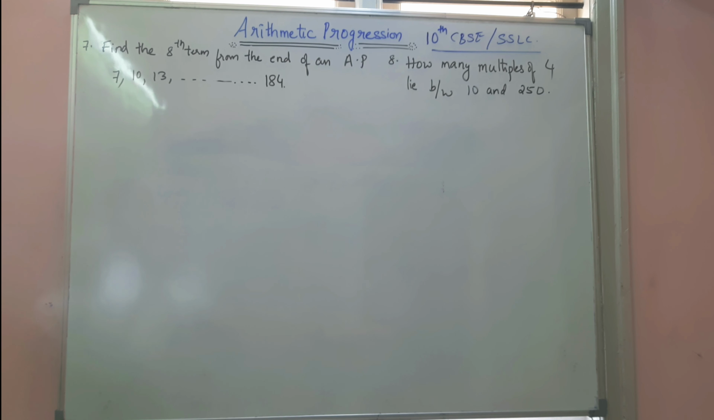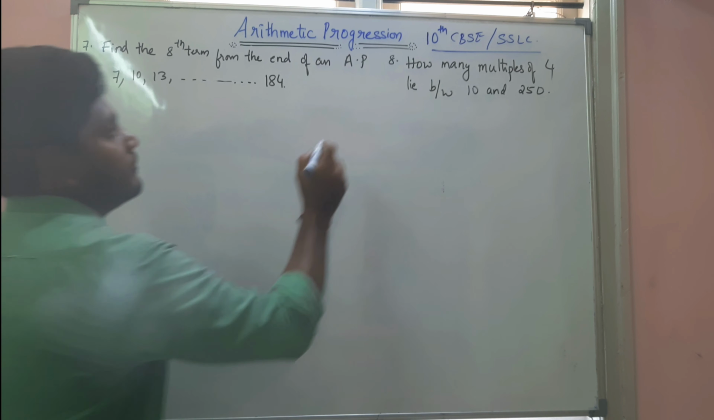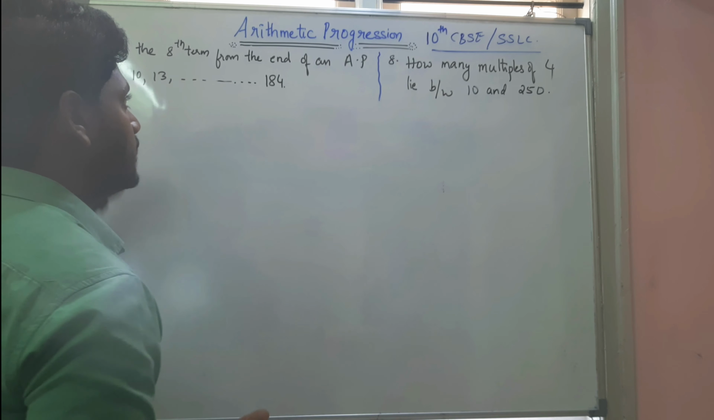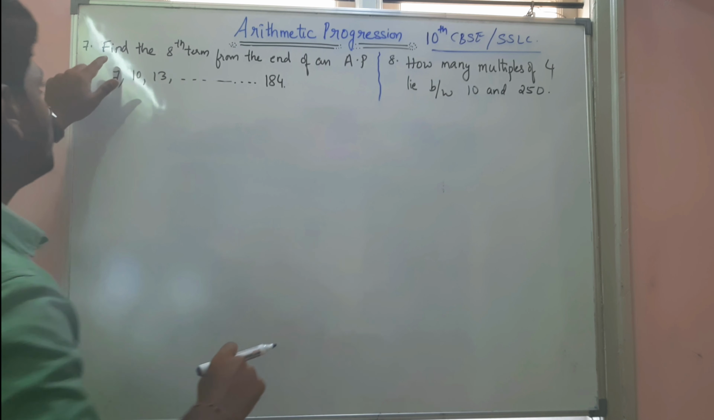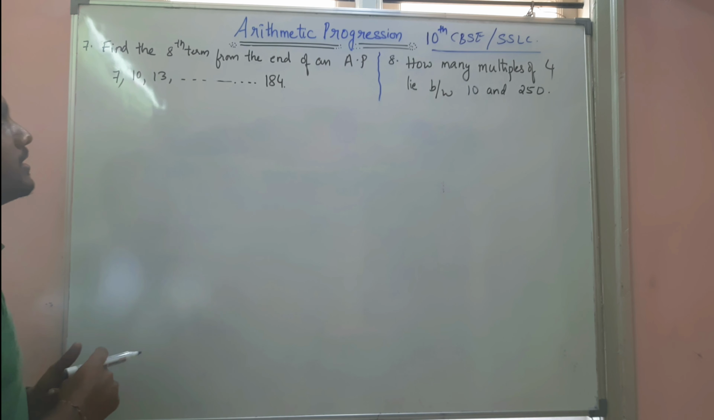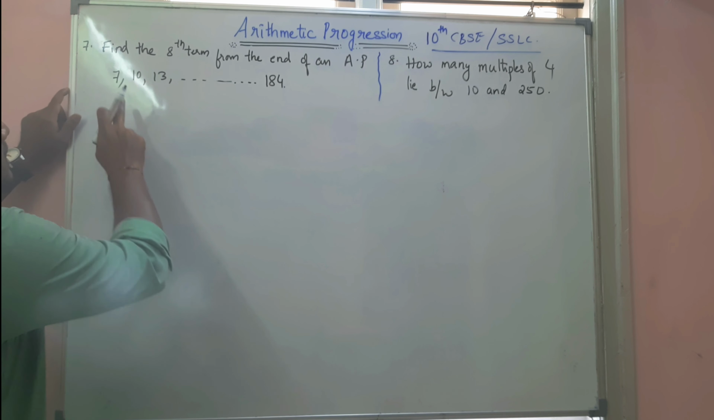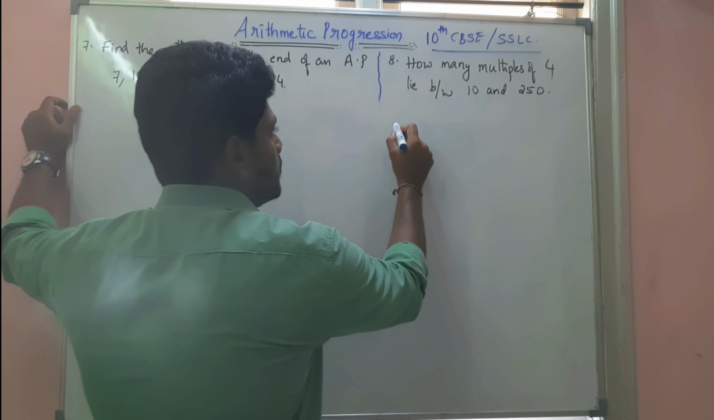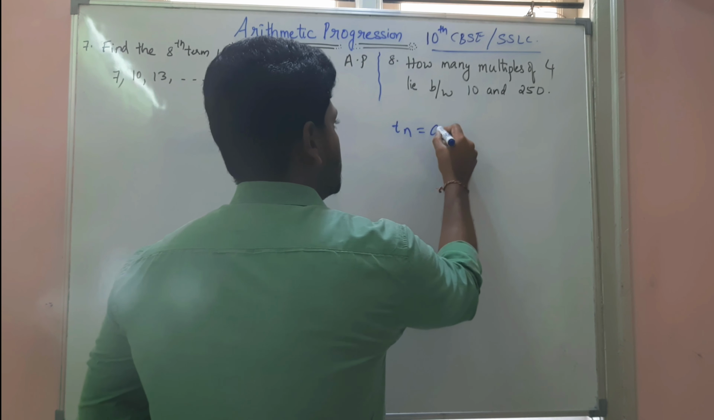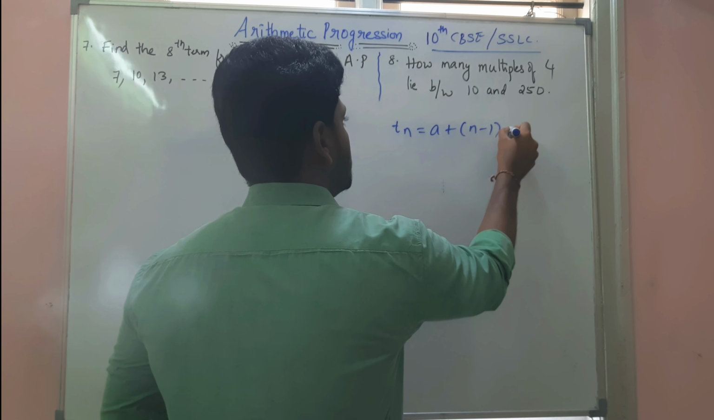Okay guys, next, this is a very important model in competitive examinations also. In objective type questions: find the 8th term from the end. See, from the end. Starting from the beginning, that is the formula Tn. How to find the nth term? So the Tn formula is what? A plus (n minus 1) into d.